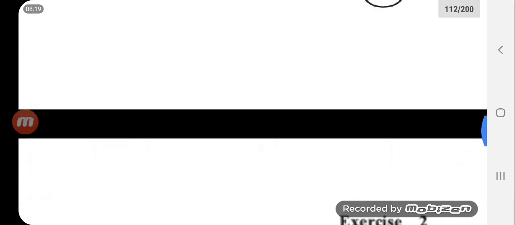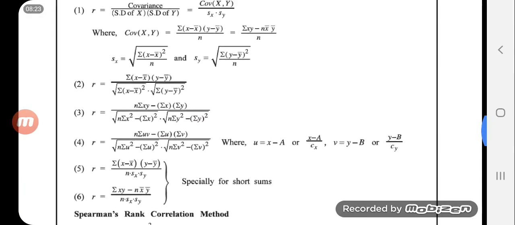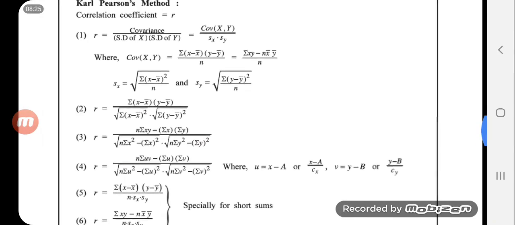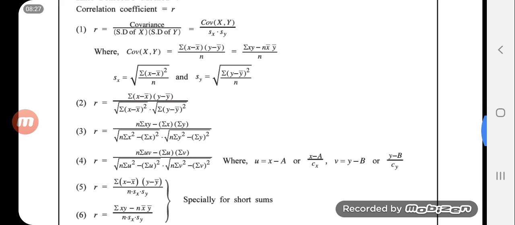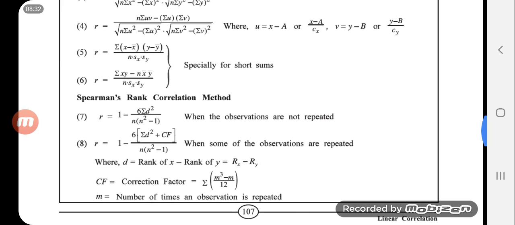Okay, now all these formulas are at one place. Again you can go through the formulas 2-3 times, learn them by heart. These formulas are for the Karl Pearson method and these formulas are for the Spearman's rank correlation method.